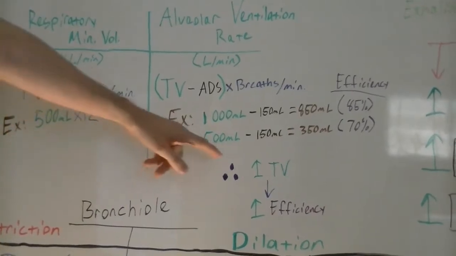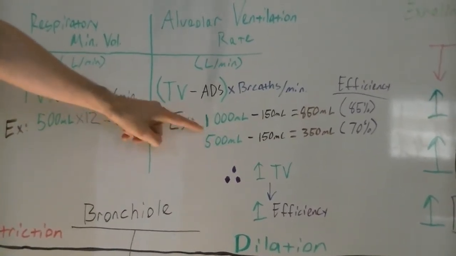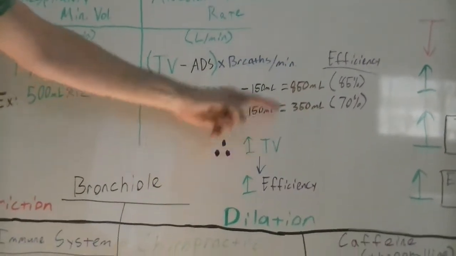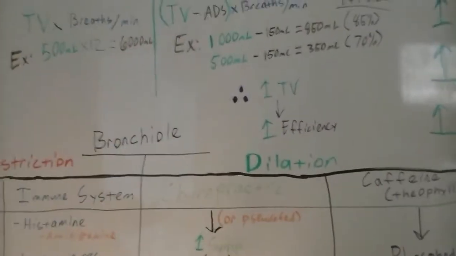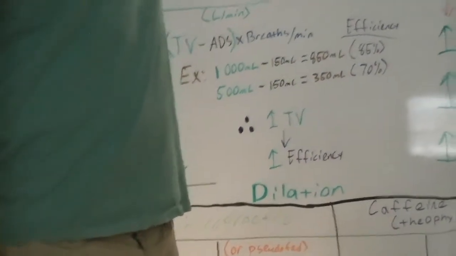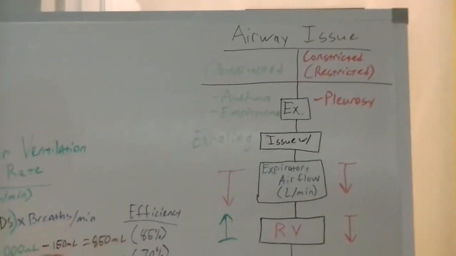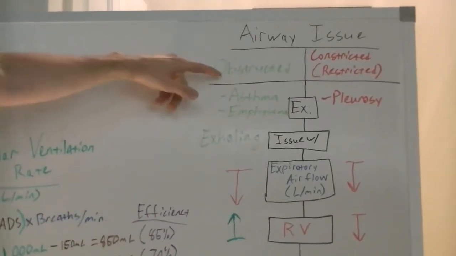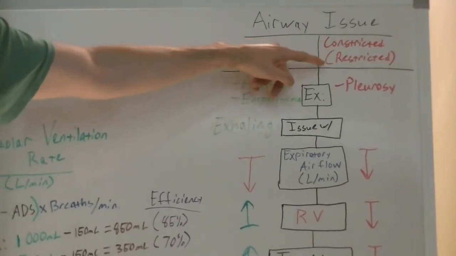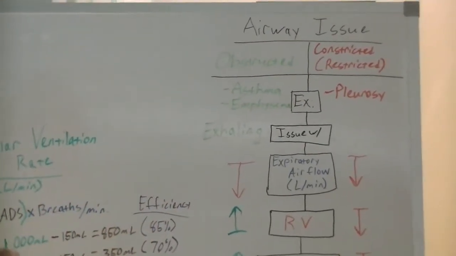So therefore, if you increase your tidal volume, say from 500 mL to 1,000 mL, you're going to increase your efficiency, say from 70% to 85%. So keep that in mind. All right, and then next we're going to go to airway issues. There's two major things that we talked about. You can have an obstructed airway, or a constricted, aka restricted airway.